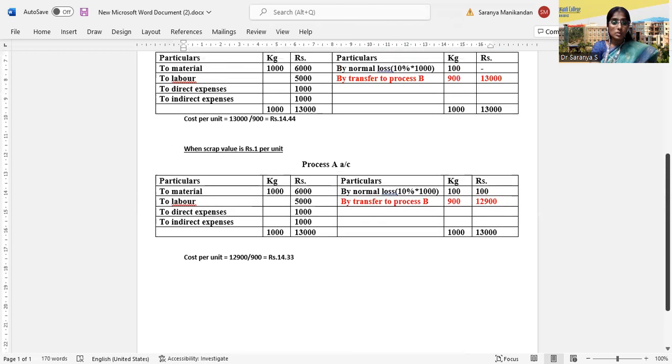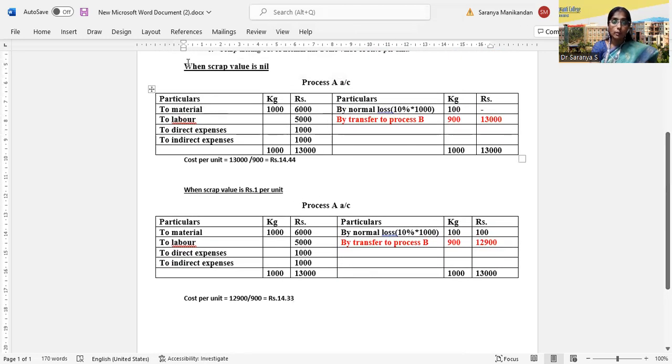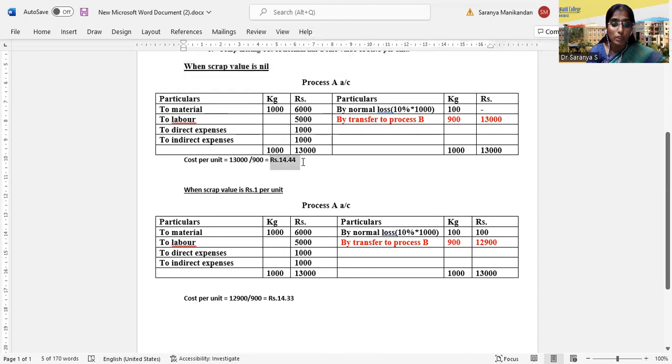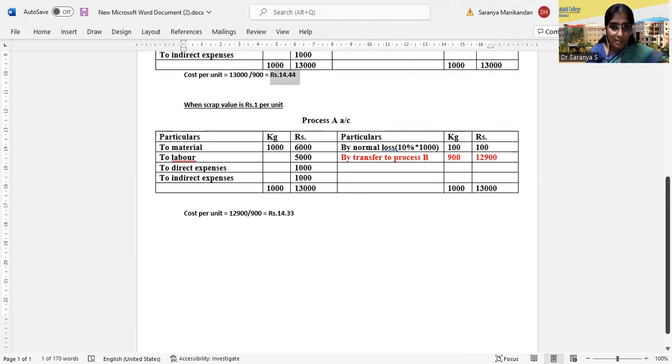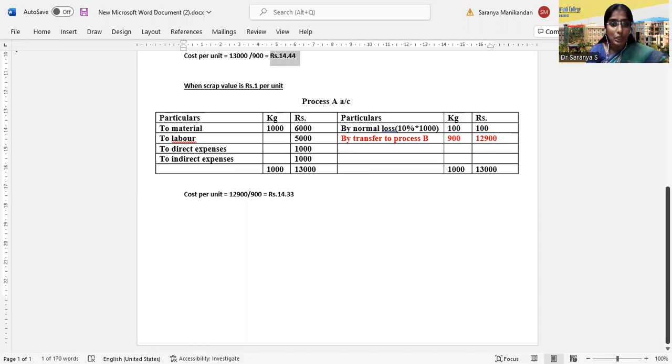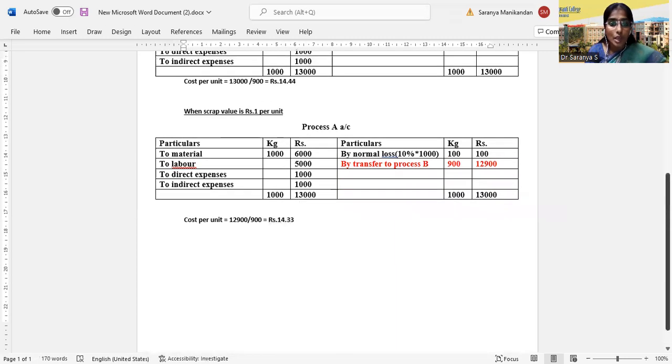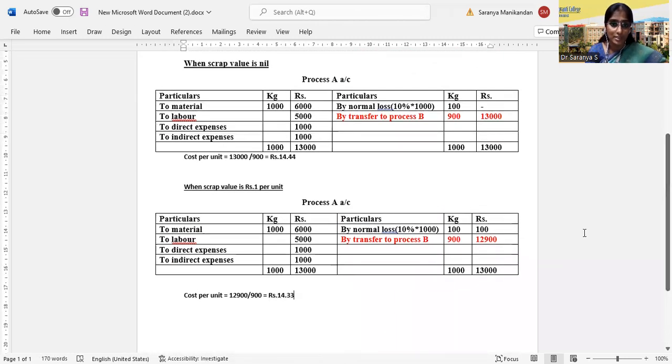Now you see, when there is no scrap value, when we haven't realized anything from the sale of normal wastage, our cost per unit is rupees 14.44. When we realized some value from the sale of normal wastage, here rupees 1 from the sale, we got the cost per unit as 14.33, which means the cost is reduced to some extent from 14.44 to 14.33. So this is how we need to prepare the process account. Thank you.